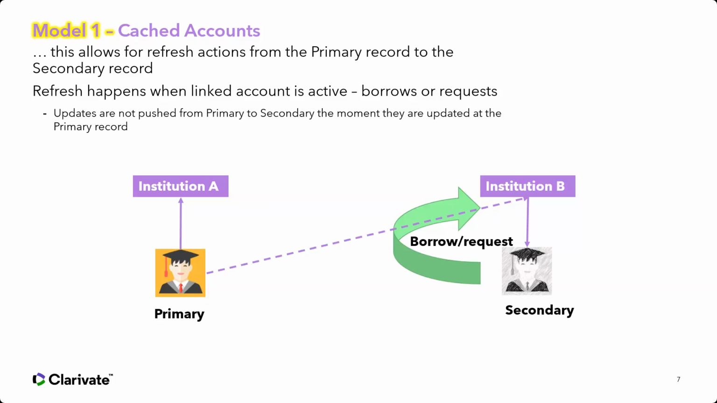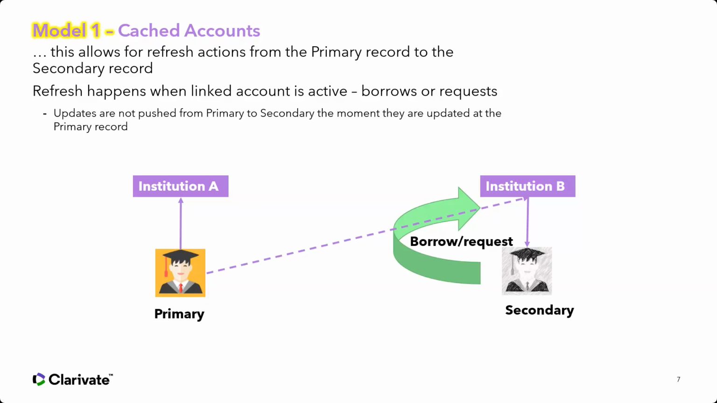So consider the following example. Patron is registered at institution A. On May 1st, the patron checks out an item from institution B, and a linked account is created at institution B on May 1st. On June 1st, some update happens at institution A. Let's say the email account has been updated at institution A. The update does not yet flow into institution B. So institution B does not yet have that update.